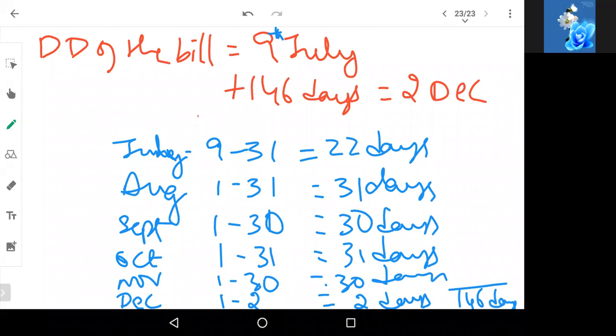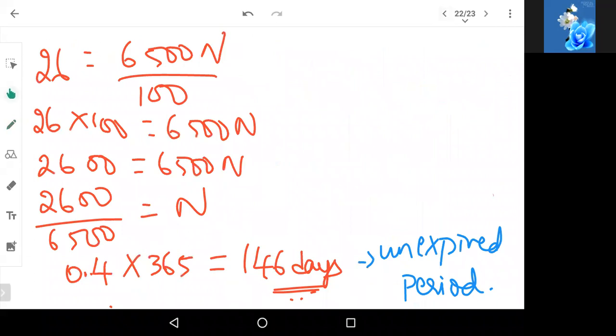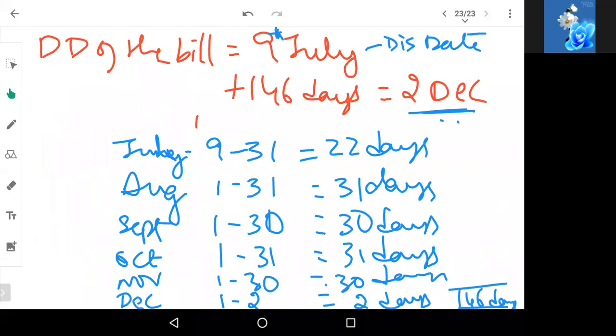Okay. So December 2nd is the due date of the bill. Did you understand how we found out the due date? 9th July plus this is the discounted date, plus the unexpired period of the bill, which we found out here. This is the unexpired period. So this is how we find the due date. Any doubts until here?